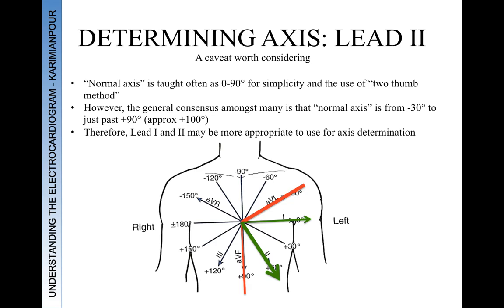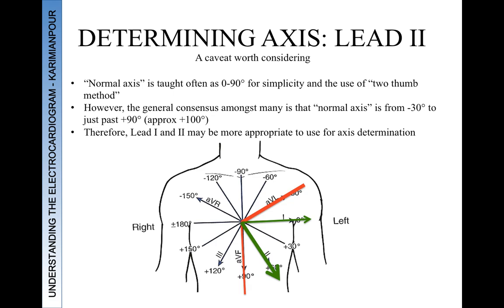However, if we look at limb lead 2 and we make a perpendicular line to limb lead 2, then that takes us all the way to negative 30, which is AVL. So that's why limb lead 2 and limb lead 1 are the best leads to use to determine our axis. And it's a similar kind of method. You can also use the two-thumb method with it, I think.